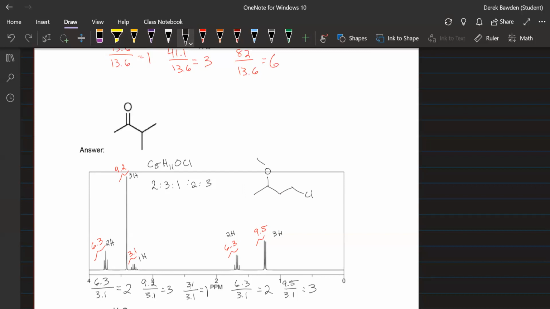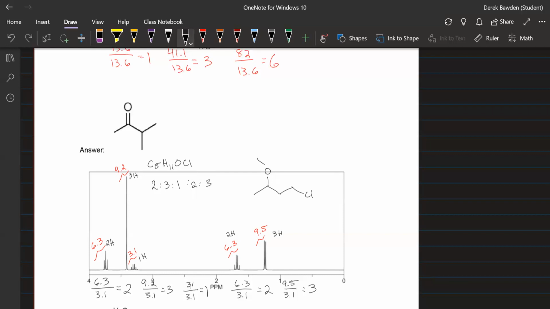So let's count our number of hydrogens. We have 1, 2, 3, 4, 5, 6, 7, 8, 9, 10, 11. So C5H11OCl. So that does fulfill it. Again, just keep playing around with it until you get something that fulfills your chemical formula, and then see if that matches your HNMR graph.